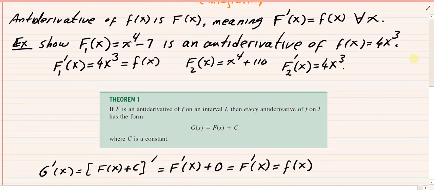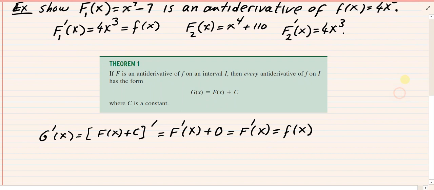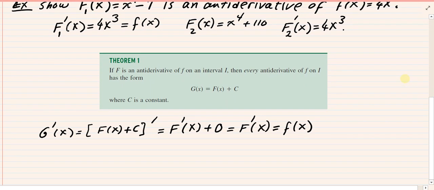So we actually have a theorem here. A theorem that reads, if capital F is an antiderivative of little f on an interval, then every antiderivative of little f is of the form capital G of x equals F of x plus c. So what this theorem is telling me in a way is that we have a family of antiderivatives. And all of these antiderivatives have the same structure again on the independent variable side. It's just they're different by a constant.